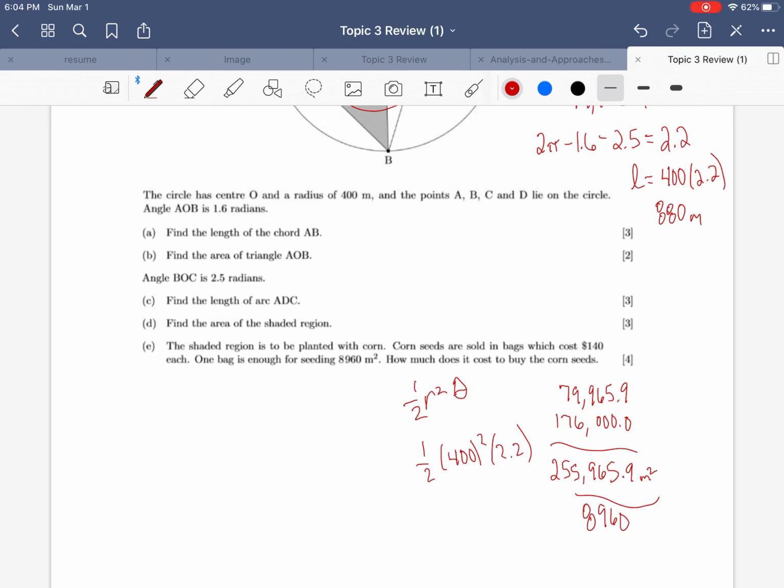So we need a total of 28.56, but remember we can't buy 0.56 of a bag, so we have to round that up. We need a total of 29 bags. Each bag costs $140, so we have to say 29 times $140, which is 4,060. So we need a total of $4,060. All right, and that's it.